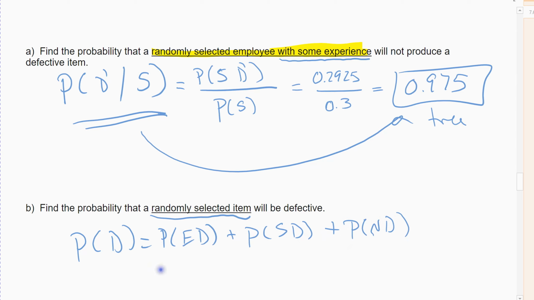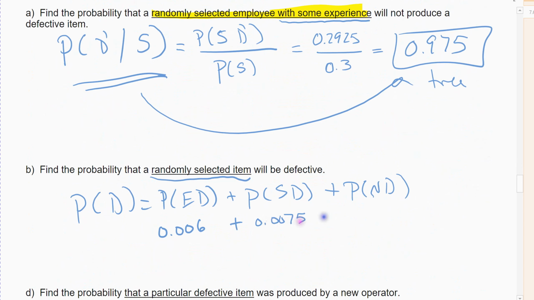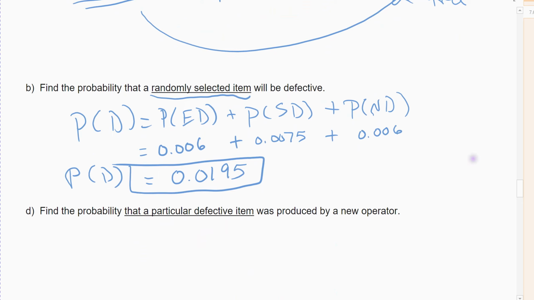Alright, so the probability the experienced guy had a defective item was 0.006. Some experience, remember that one, 0.0075. And then the new guy's was the same as the experienced guy's, 0.006. Alright, I add up all of those, so again, those are all of the defective items by the experienced guy, some experienced guy, or the new guys. And so all of the defective items comes out to 0.0195. So the probability that you have a defective item is a little bit less than a 2% chance, right? 1.95% chance that it's defective. And then again, the odds that it's from each of those employee types are separate. The last one.